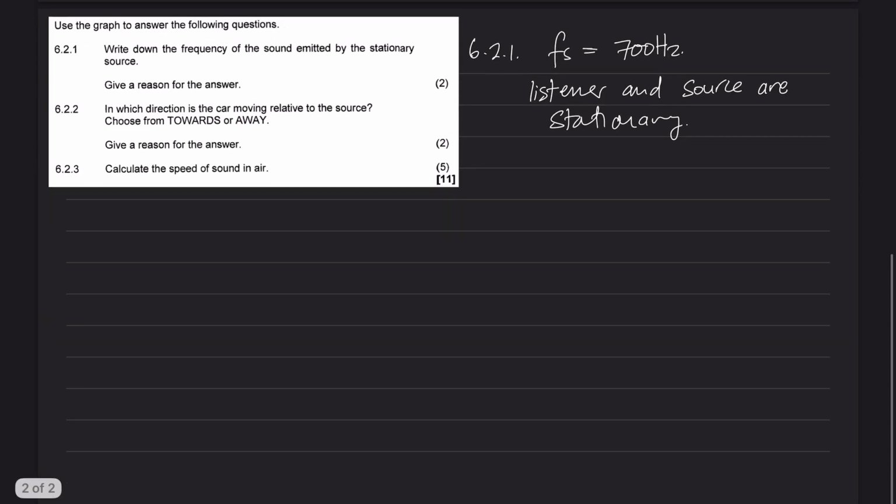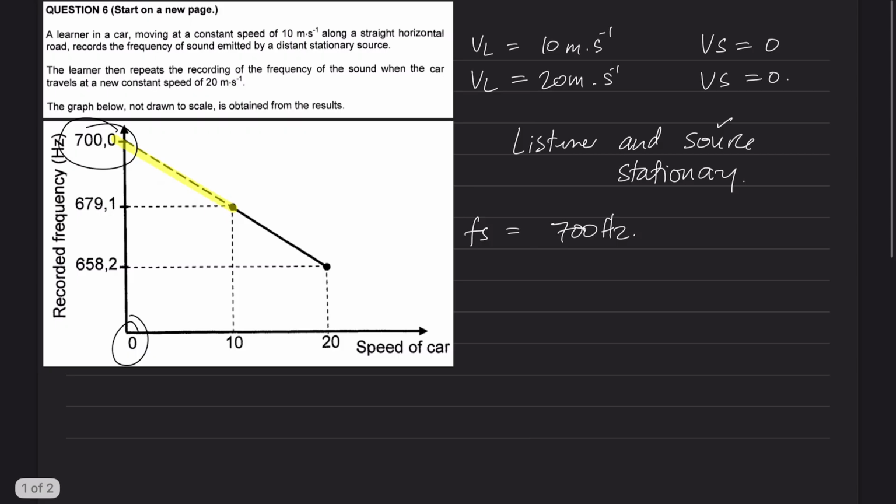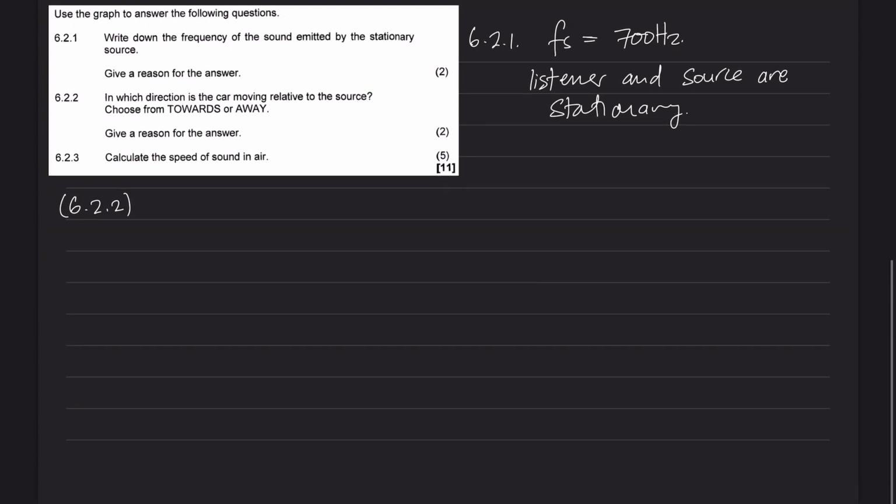Okay. Let's move on. Question 6.2.2. In which direction is the car moving relative to the source? Is it moving away or toward? And give a reason for your answer. So 6.2.2, we can see that the perceived frequency, or the frequency that's heard by the listener, gets smaller. And the only time that the frequency of the listener is going to get smaller is if the listener is moving away. So the answer is away.